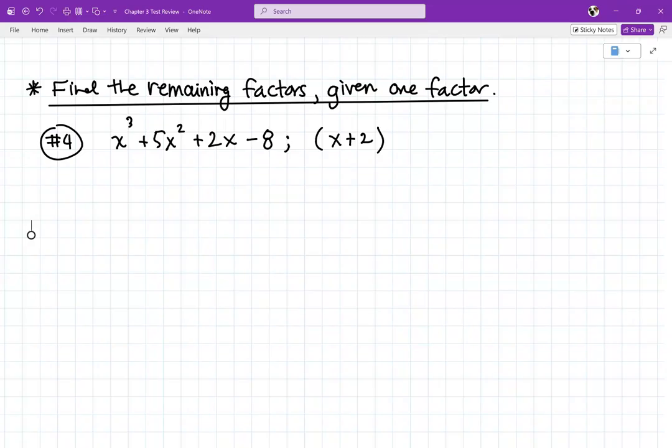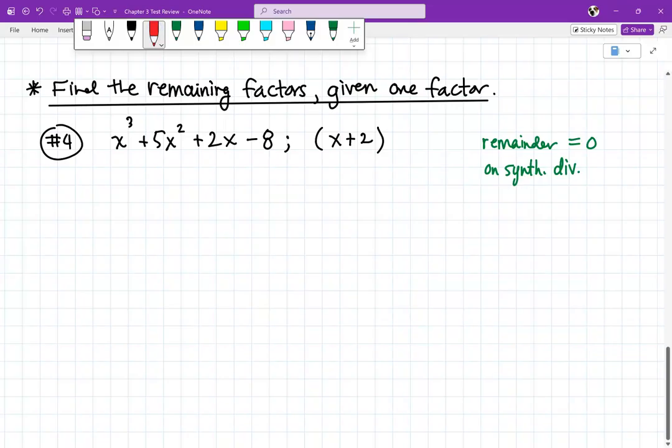If I'm doing synthetic division by a factor, my remainder should be a 0. And if it's not a 0, then I'm doing it wrong. Okay? So I expect that when I do this next step, I better get a 0 from my remainder or else I'm wrong. So I'll put a little note right here. Remainder should equal 0 on synthetic division. I'm just writing a note for myself for the test, right? So I know that when I do this problem, it better equal 0 when I do synthetic division. So, all right, let's go ahead and do it.